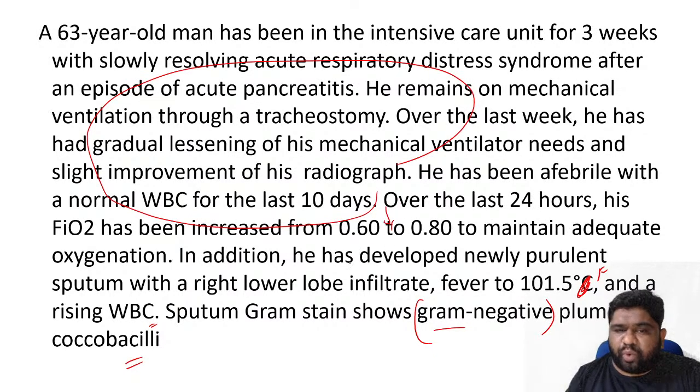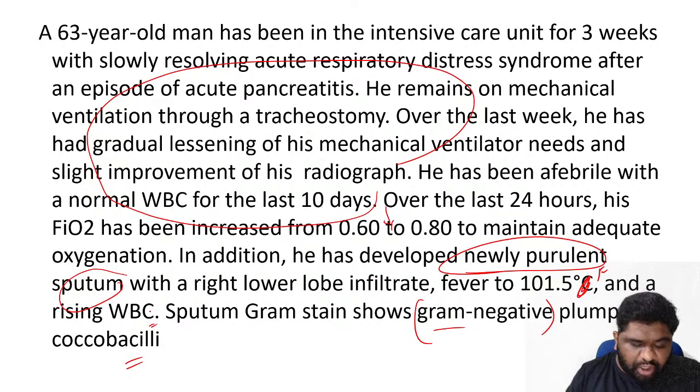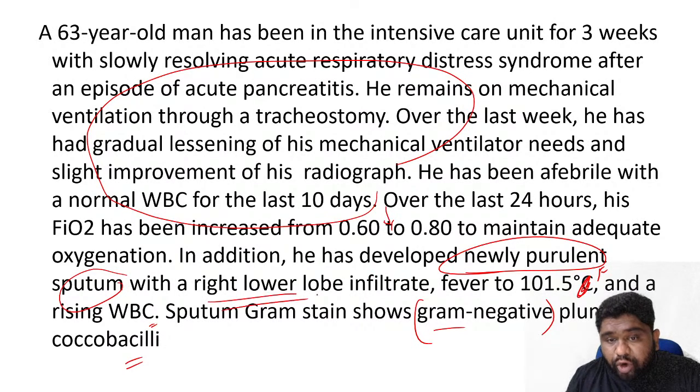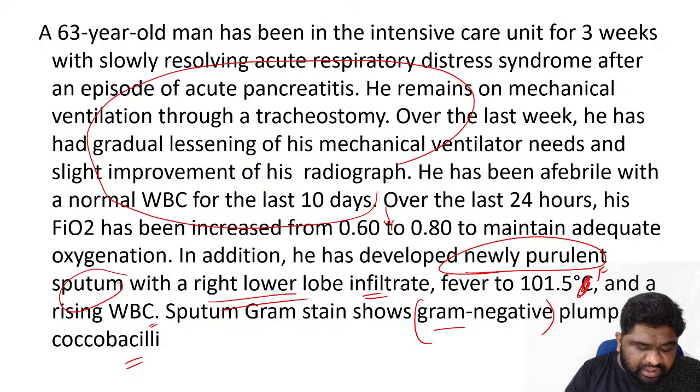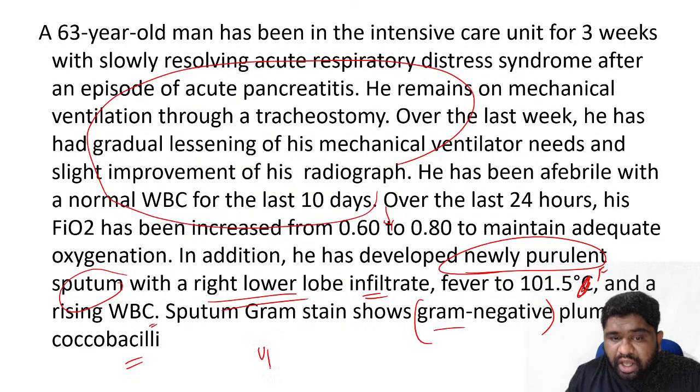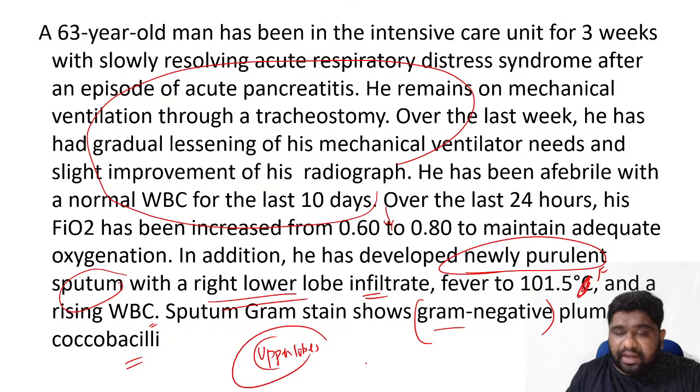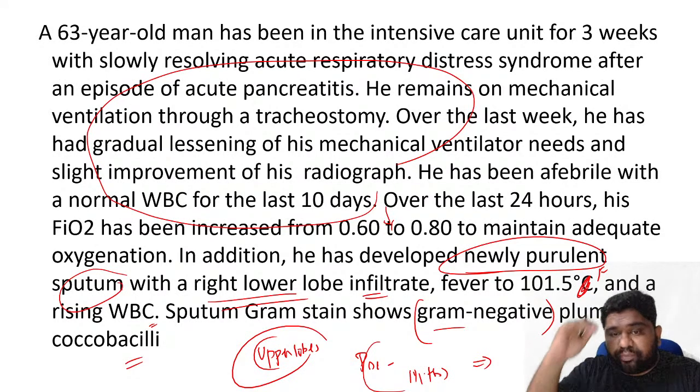Right now, slowly he's becoming worse. In addition, he has developed newly purulent sputum. Please remember, the sputum is newly purulent with the right lobe, which is lower lobe infiltration. Okay, now Nandini speaks about Pseudomonas. If it is Pseudomonas and MTB, you don't have to worry about lower lobe. You can focus on the upper lobe itself because those organisms are highly aerobic. Remember, Pseudomonas is highly aerobic, MTB is highly aerobic, so they directly attack the superior part of your lung, that is the topmost part of your lung.